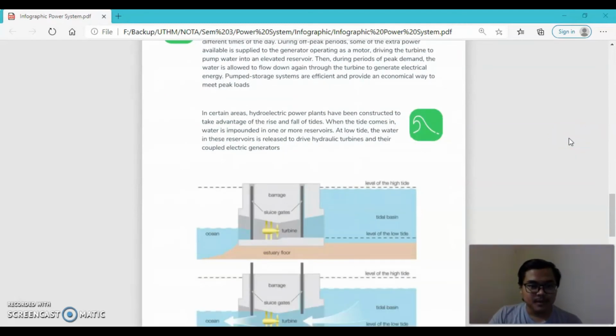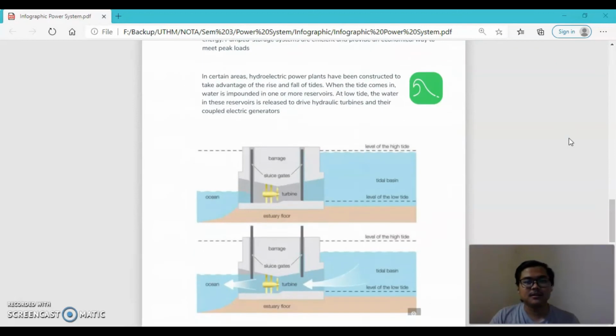In certain areas, hydroelectric power plants have been constructed to take advantage of the rise and fall of tides. When the tides come in, water is impounded in one or more reservoirs. At low tide, the water in the reservoir is released to drive hydraulic turbines and the coupled electric generator.